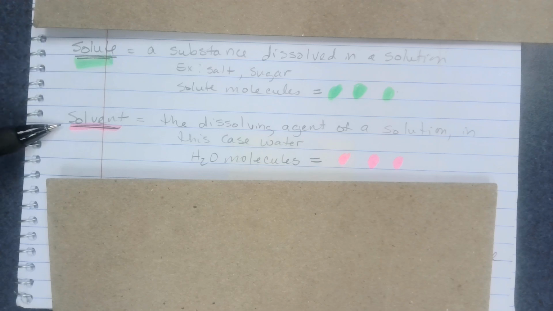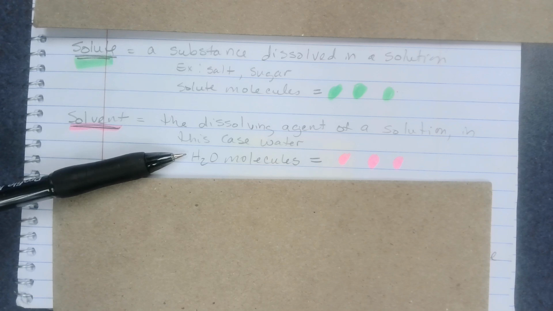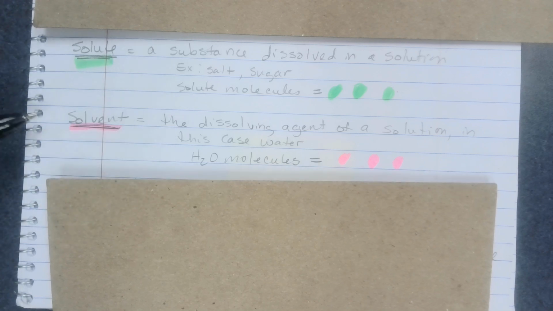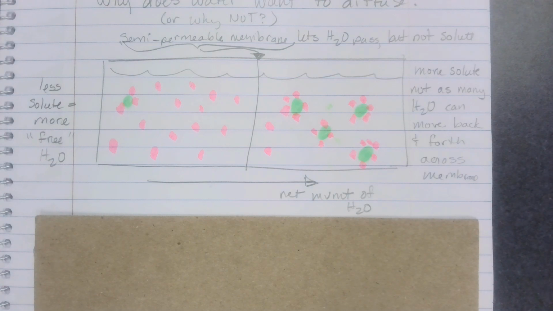A solvent is the dissolving agent of a solution, in this case, water. Water molecules are going to be represented by pink dots. So water is dissolving the solute.